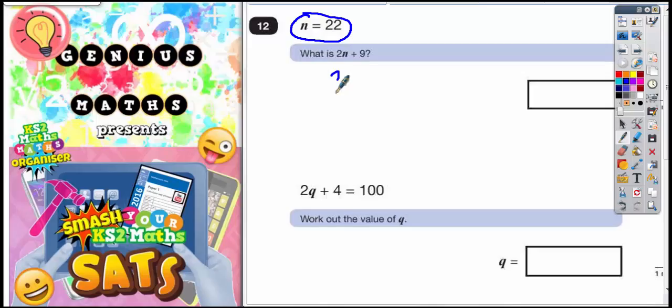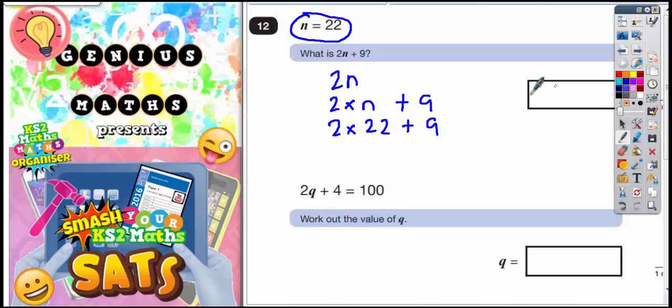Now remember, 2n means 2 multiplied by whatever n is. There is an invisible times sign between the 2 and the n, so it's 2 multiplied by n. So 2n plus 9 means 2 multiplied by n, then plus 9. Now, seeing as the n is worth 22, we've got to do 2 multiplied by 22 and then add 9.